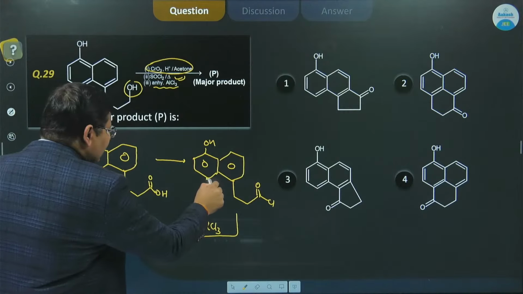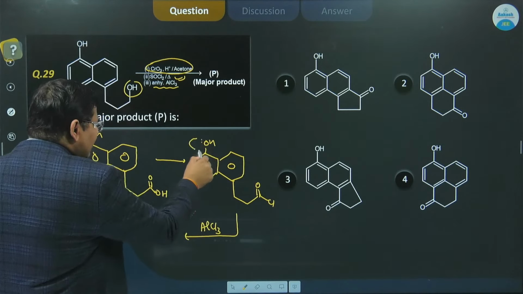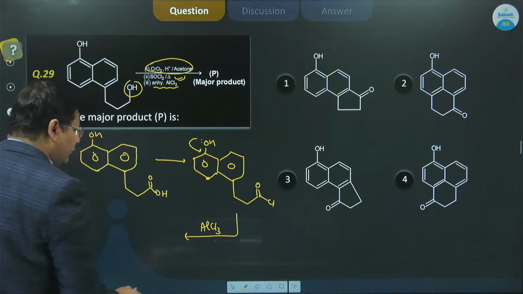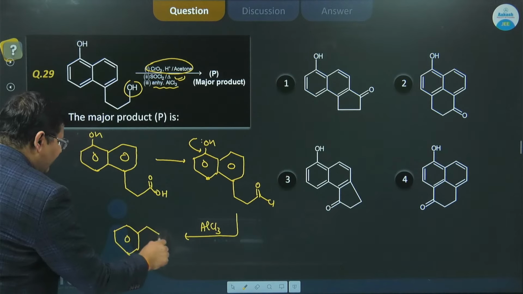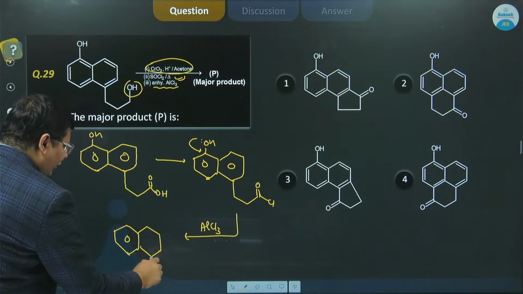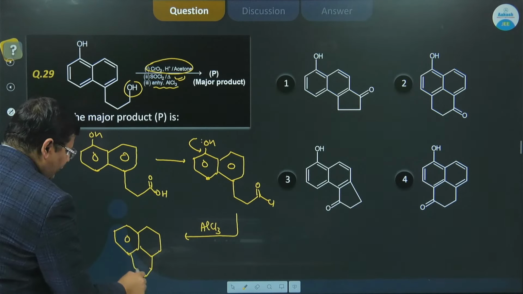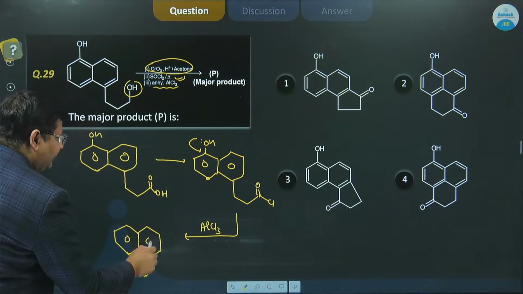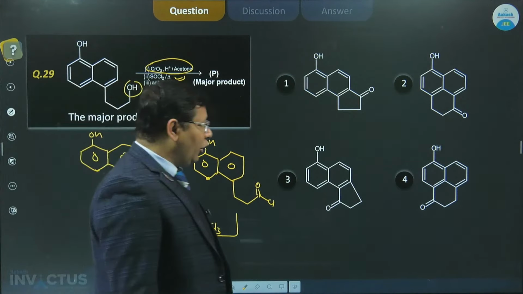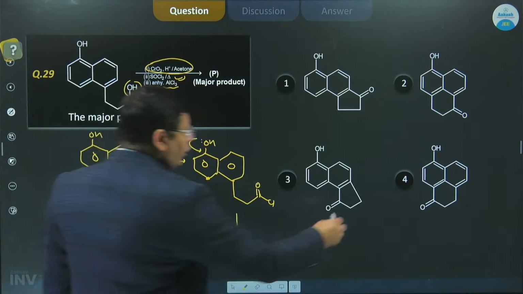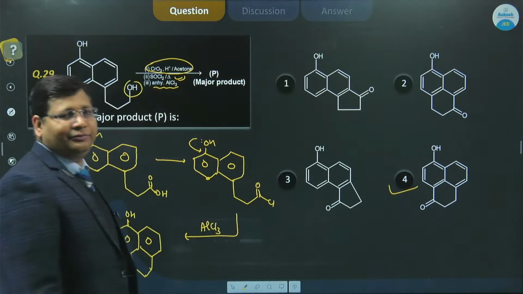So this position is highly activating for EAS because it is ortho-para-directing, and this is also a plus effect is showing there. So you simply make the aromatization process there. So I am directly writing the product, right? So you will get this kind of product. So I think let me check the option. So in this case option 4 is correctly matched.